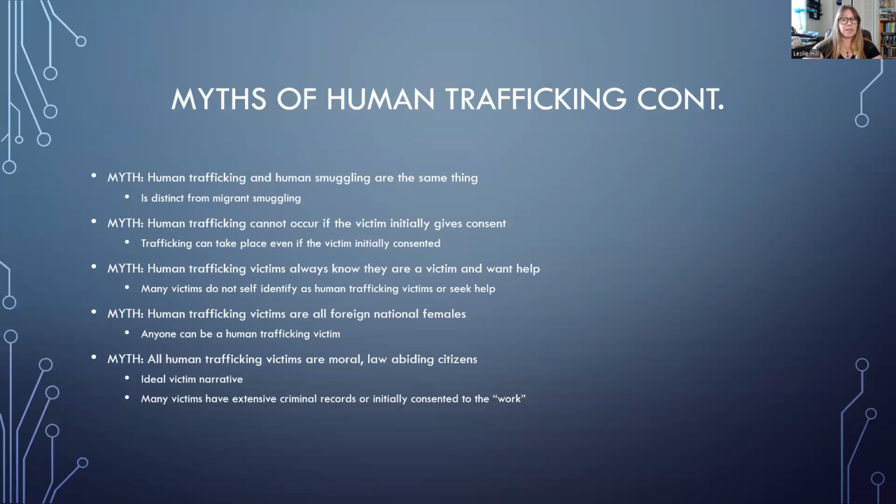Which leads nicely into the next myth. Human trafficking cannot occur if the victim initially gives consent. That is not true. Human trafficking can take place even if the victim initially consented to providing labor services, to being smuggled, or even agrees to providing commercial sex acts. What we're focusing on here is the trafficker's conduct, not the victim's conduct. It doesn't matter what the victim did in the beginning. We are interested in what the trafficker did.